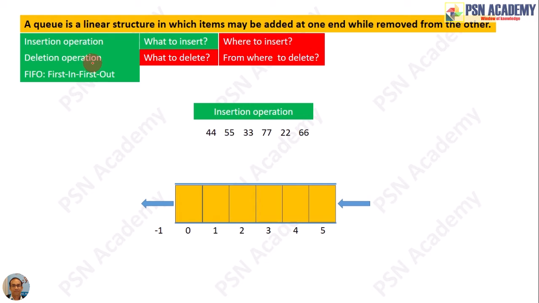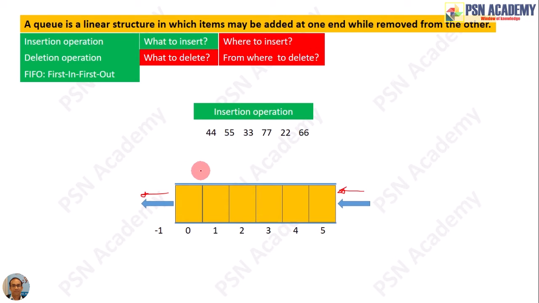In case of the deletion operation, you should not ask what to delete and from where to delete. In a queue, whichever goes in first will come out first. So this is FIFO, that is first in, first out. A demo of the insertion operation will be here.